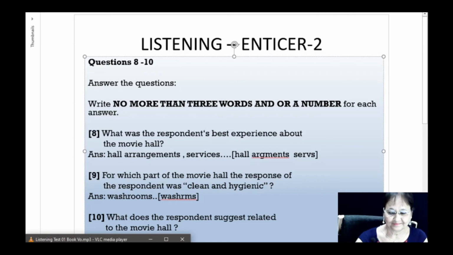Do you have any suggestions for improvement of the movie hall? Yes, parking space should be increased. I never find a place to park. It's really annoying sometimes. That's all. Thanks for sparing your precious time.